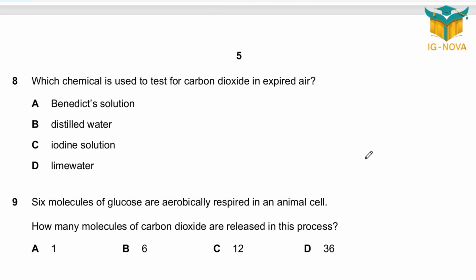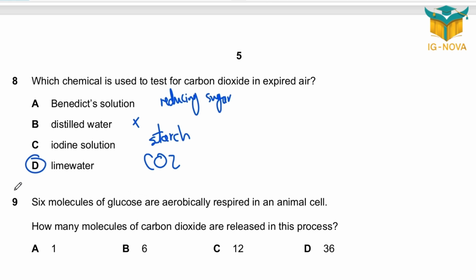Option 8. Which chemical is used to test for carbon dioxide in expired air? Benedict's is for testing reducing sugar. Distilled water is not testing for anything in biology; it is a reagent in some chemical reactions but not a testing material. Iodine solution tests for starch. Limewater tests for carbon dioxide, changing from clear to cloudy. So D.